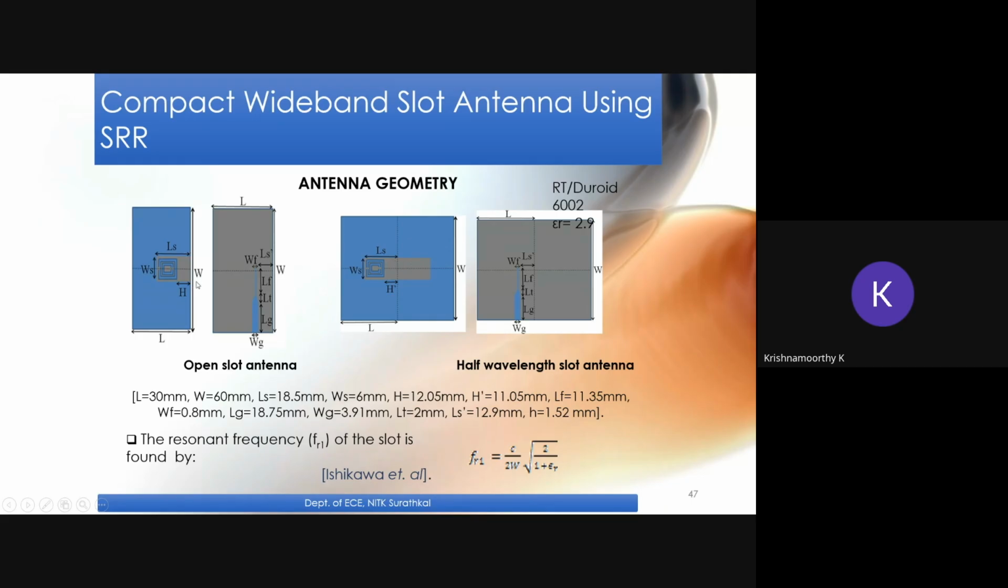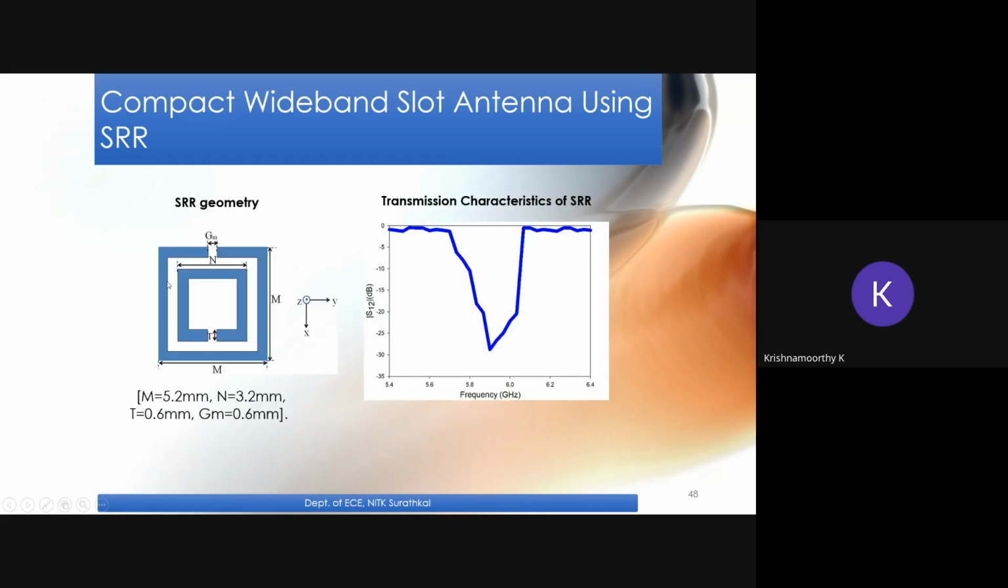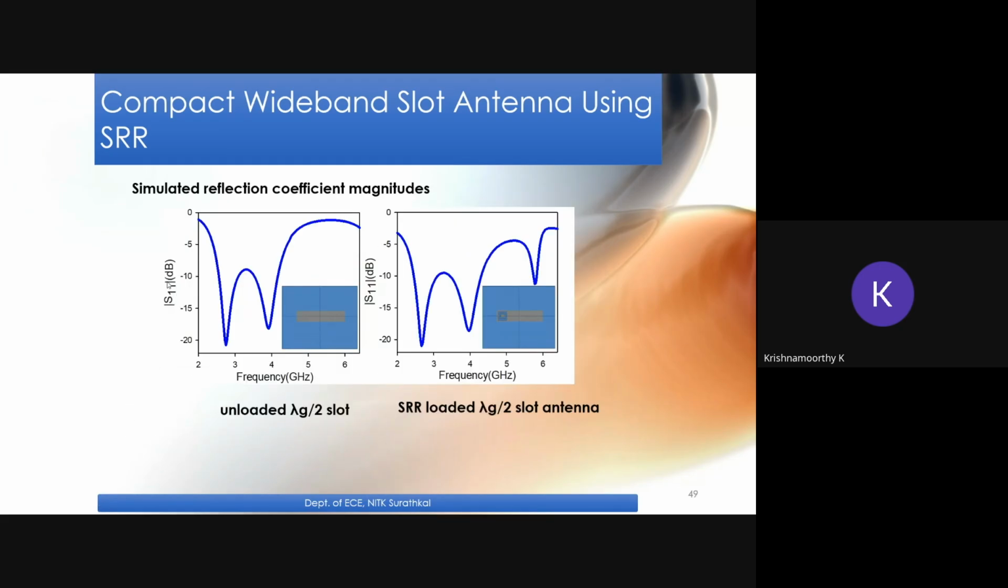So even though the length is reduced to half, the antenna resonance frequency is similar to this antenna here. By loading this kind of slot into the reduced length or compact antenna, we are able to get dual resonance characteristics. This is the conventional slot antenna, which gives a single resonance frequency. By loading the SRR, we get an additional resonance frequency in addition to the slot resonance. So this is the conventional slot antenna loaded with SRR.